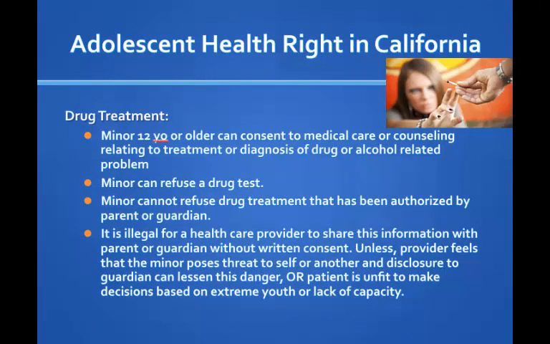Drug treatment. A minor 12 years or older can consent to medical care or counseling related to treatment or diagnosis of drug or alcohol-related problems. A minor can refuse a drug test. A minor cannot refuse drug treatment that has been authorized by a parent or guardian. It is illegal for a healthcare provider to share this information with the parent or guardian without written consent, unless the provider feels that the minor poses a threat to self or another, and disclosure to the guardian can lessen this danger, or if the patient is unfit to make decisions based on extreme youth or lack of capacity.